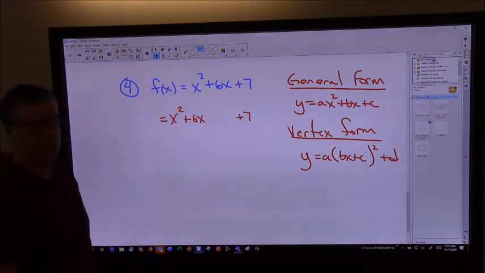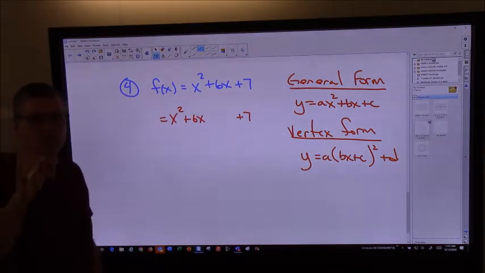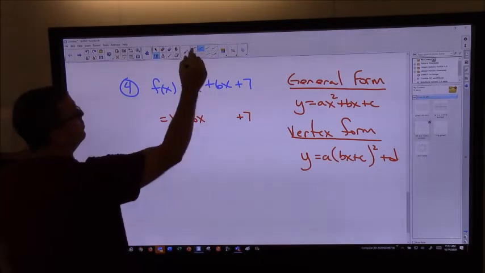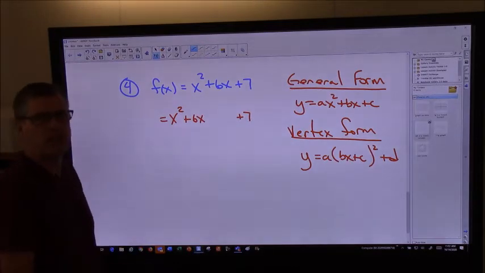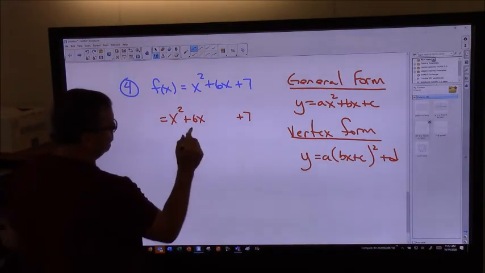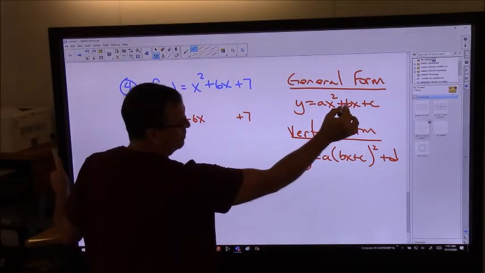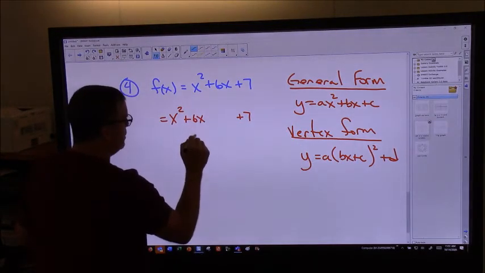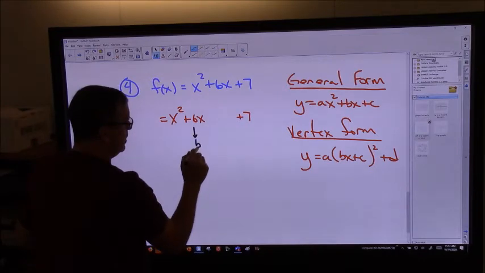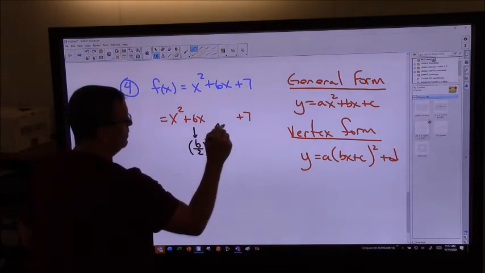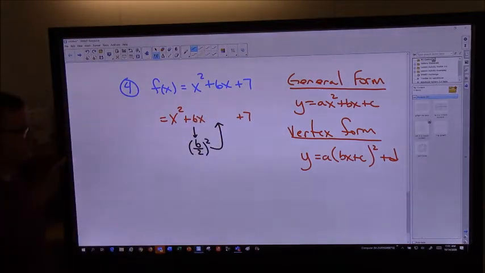Because if it's a perfect square, I can write it as something squared, right? And then it's in vertex form. And so we're going to do this process called completing the square. What I want to do is, so right now when I say b, I'm referring to this number in general form. I want to take half of b and square that and put that number right here.